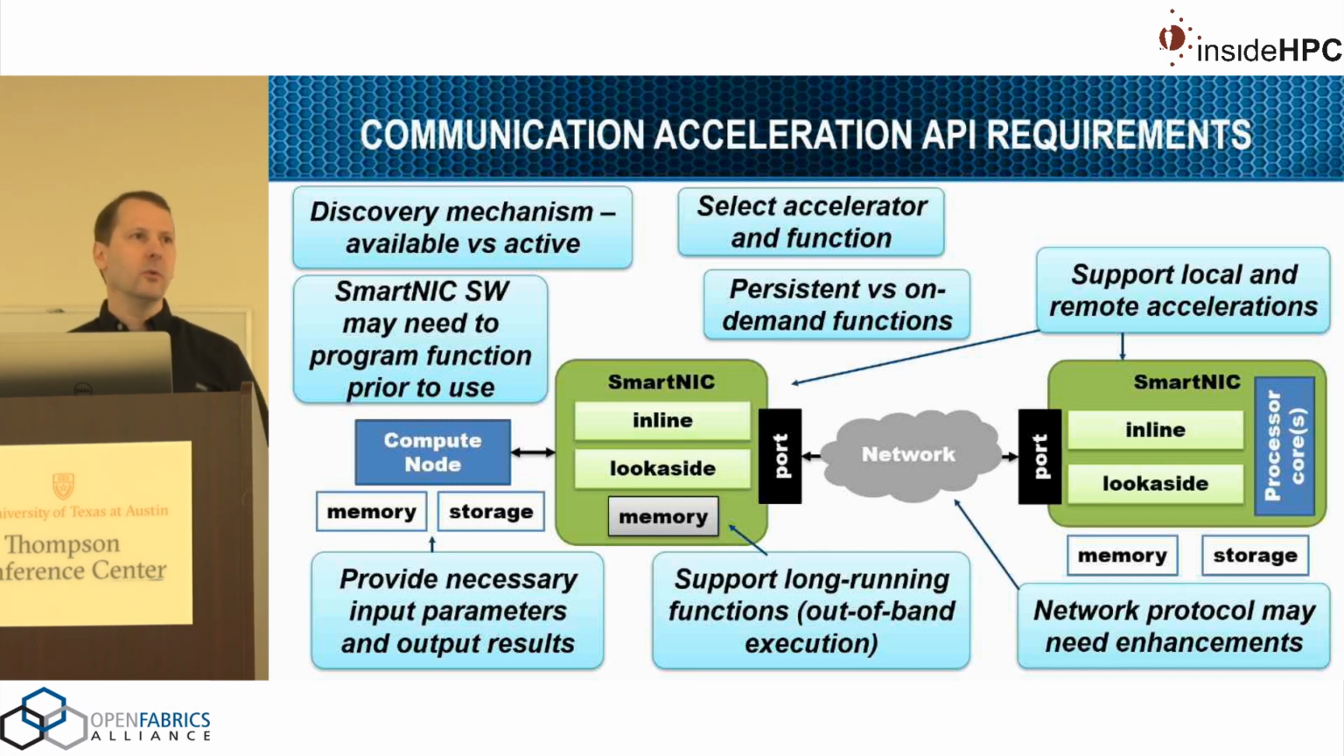Obviously, the acceleration could be local or remote, and if it's remote, that means that we're dealing with some sort of protocol in the network having to carry this information. So this is a group of requirements. I'm sure there are more requirements that are going to come out, but this is what we're starting with to try to define what these APIs are going to look like.